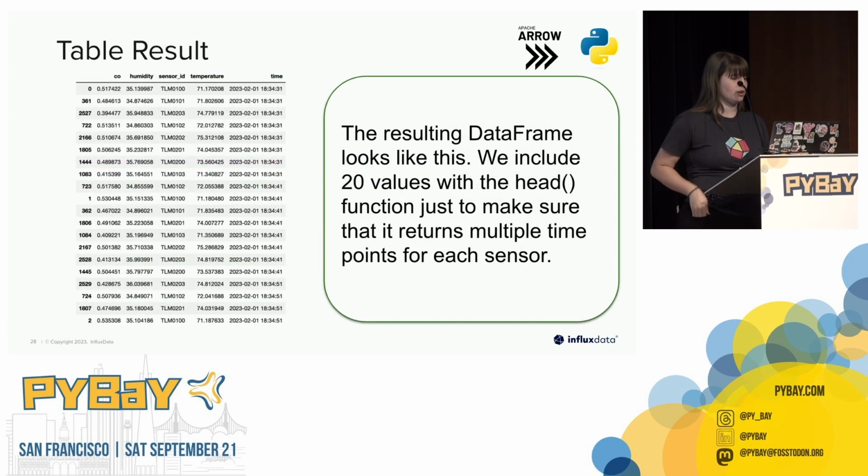So this is the resulting data frame. For this one, we've included 20 values with the head function, just to make sure that it also returns multiple time points for each sensor. Otherwise, we would just end up with the same sensor ID at the top because of the way it would be queried in. But basically with this, you can see our CO2 levels, our humidity, the sensor ID associated with them, temperature, and a time. And you'll notice the timestamps are repeating, but that's because we have different sensors here. So that's basically how the data is stored and formatted.